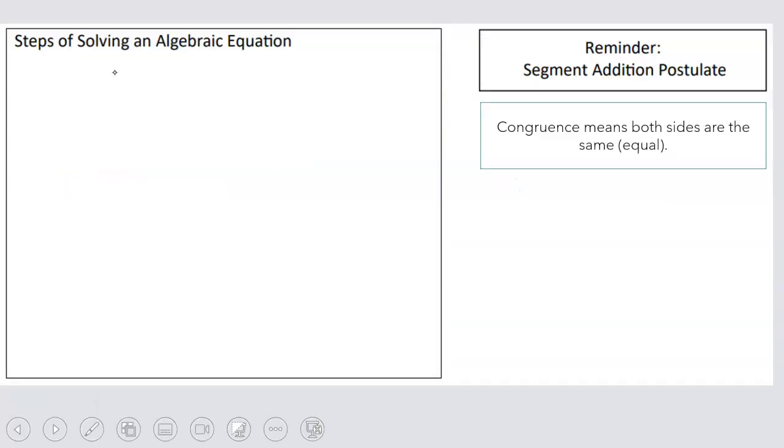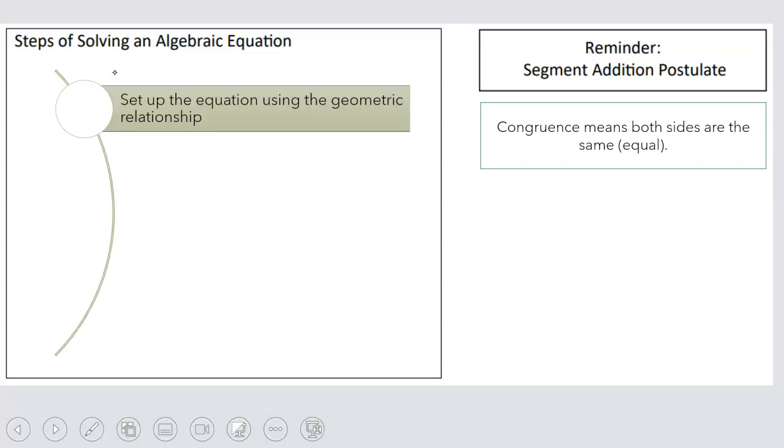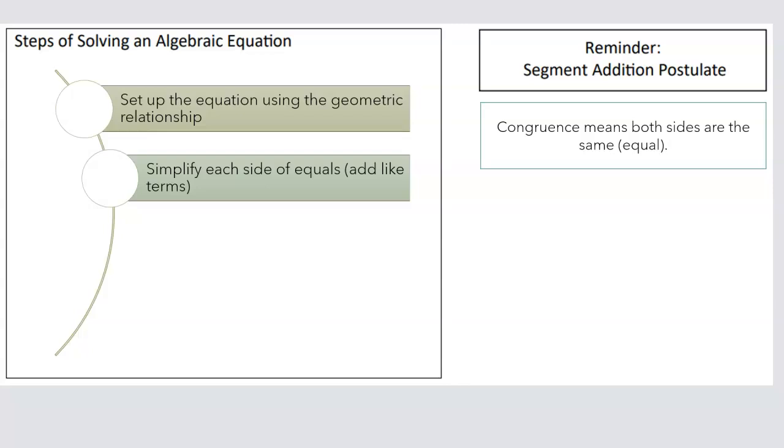The steps that I use for these algebra equations is, first of all, we're going to look at our geometric relationship and set up our equation that way. Once we have an equation from our geometric relationship, then we're going to go to using algebra. So we're going to simplify each side of the equals. In middle school, I know they call it railroad tracks. The equal sign is the middle of the equation, even if it's not physically in the middle of the equation, even if one side seems simpler than the other.